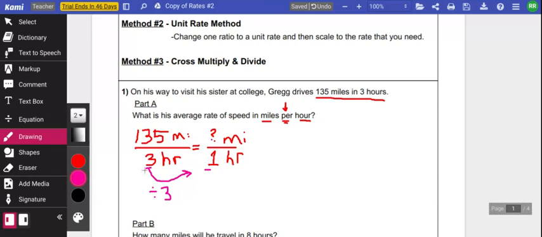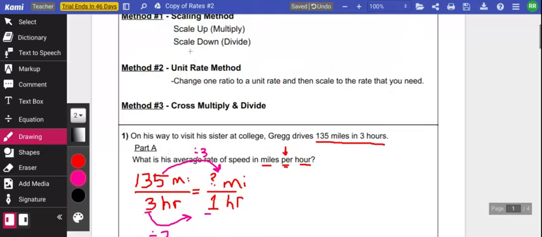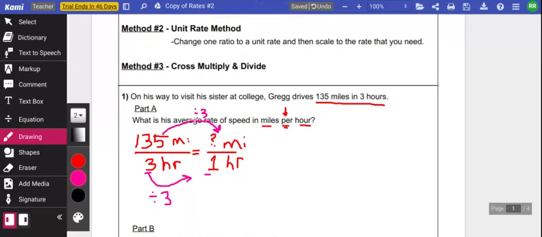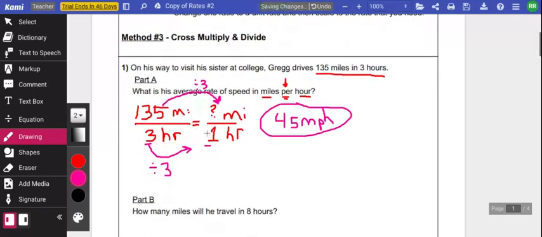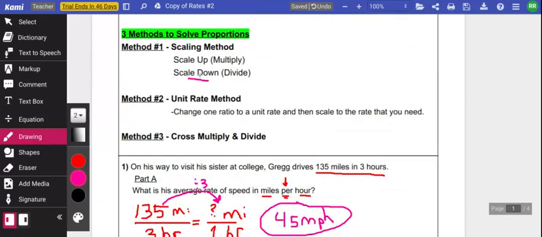And so since I did that on the bottom, I also need to do that on the top. To get from 135 to this number, I would also divide by 3. Okay, and so this would be called scaling down, right? I divided the top and the bottom by the same number. So 135 divided by 3, that's going to give you 45 miles per hour, and we can abbreviate that by mph, right? Miles per hour. So that is Greg's average rate of speed, 45 miles per hour. So that answers part A. Okay, we use the scaling method.